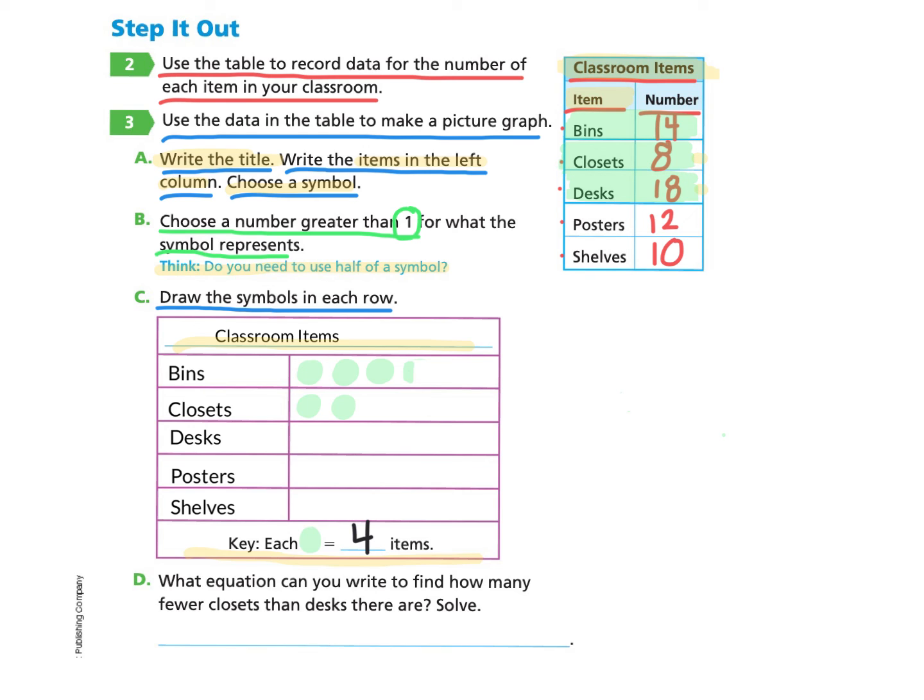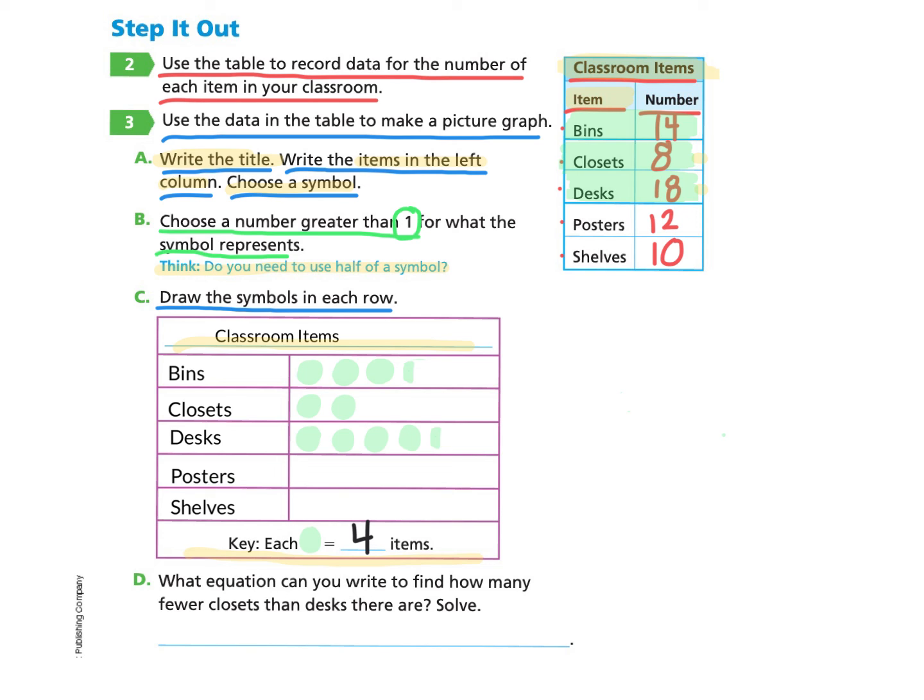And so we will count by 4s to know how many symbols to draw. So we'll say 4, 8, 12, 16. And then if we go one more, it would be 20. So we have to stop there. And so if we're at 16, how many more till we reach 18? 17, 18. There's only 2 more to get to the number 18, and we already know what to do. We're going to draw half of a symbol to represent 2 items. So now desks shows 18 items.